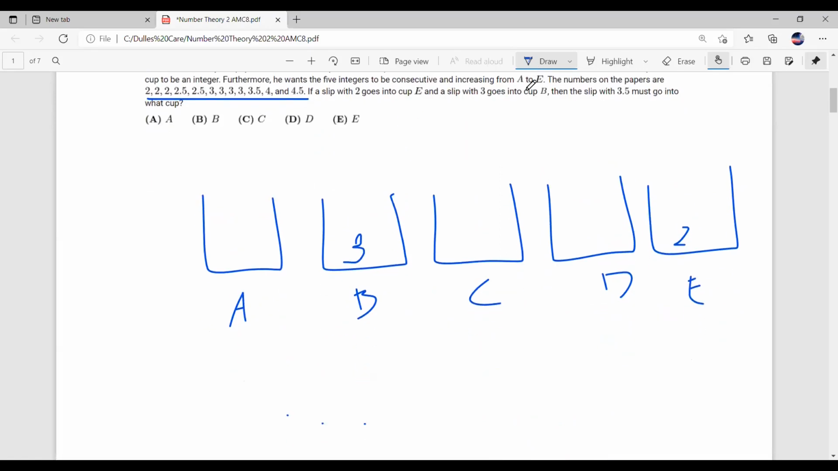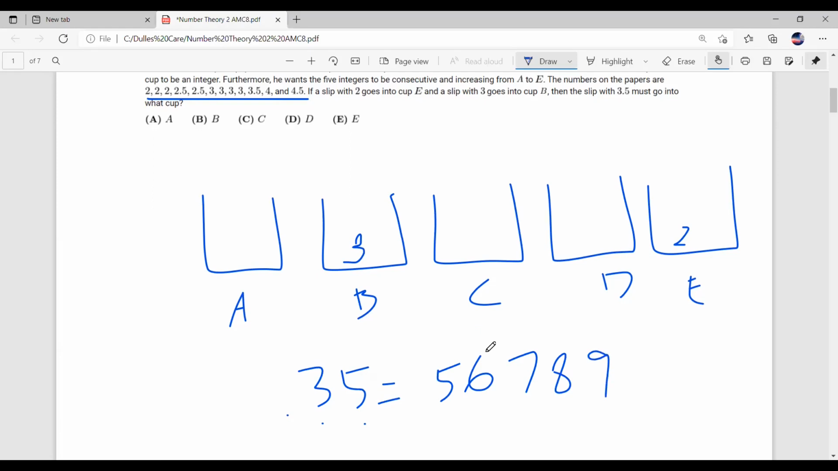and increasing, then if we can split 35 up into 5 increasing consecutive integers, we can basically find out what's A, what's B, what's C, what's D, what's E. So first of all, let's divide 35 by 5. We get 7. So then let's say that 7 is the middle cup. So then B must be 6, A must be 5, D must be 8, and E must be 9.